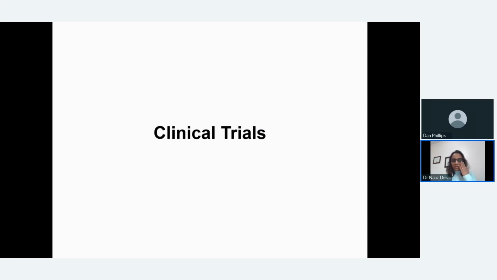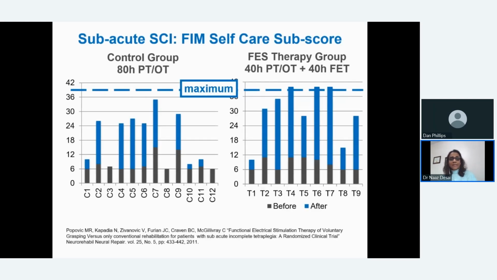So now I'm going to show you some clinical trial data. This is a study that was done in individuals with subacute SCI. So all of the individuals recruited to this study were less than 6 months following a spinal cord injury. All of them had sustained a cervical spine injury, and all of them received 40 hours of FES therapy plus another 40 hours of conventional occupational therapy.